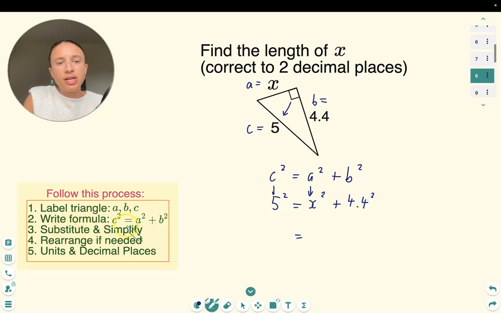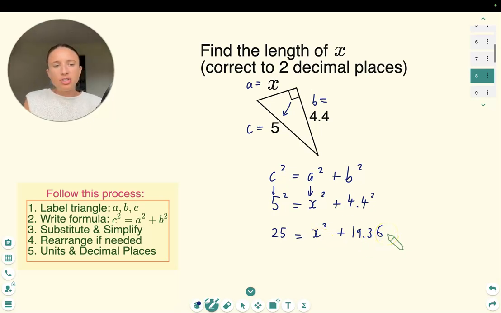Now, substitute and simplify. We can simplify. 5 squared is 25. X squared, can't simplify that. 4.4 squared is 19.36.